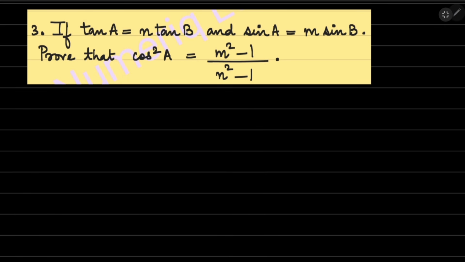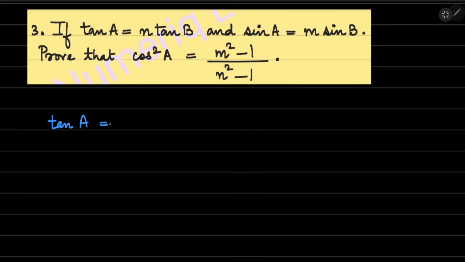Okay, let me repeat again. Whatever you are given, sine of angle A in terms of B. But what you need to prove is cos square A in terms of m and n, which means what? You don't need angle B. So we have to eliminate angle B from the given relation. So let's do it carefully.